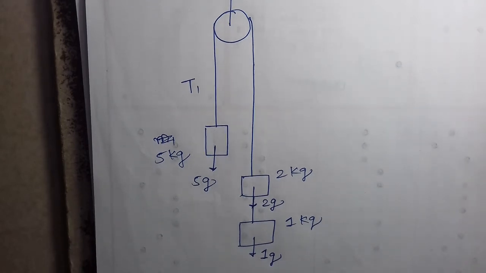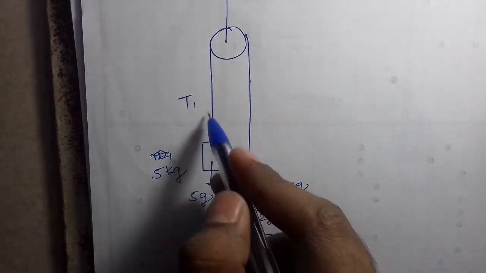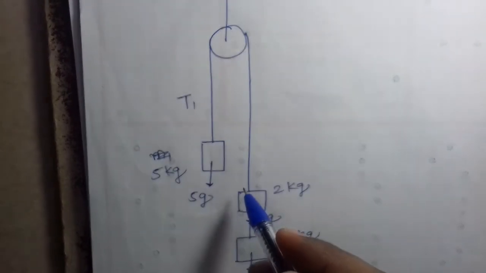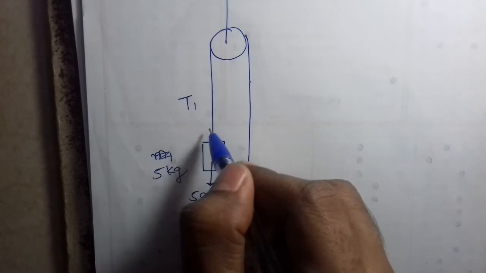Then after mass, the second one is surface. Surface produces normal reaction and friction, but surface is not present. Then third one is what? String. String produces tension. In this string tension is same because pulley is massless.